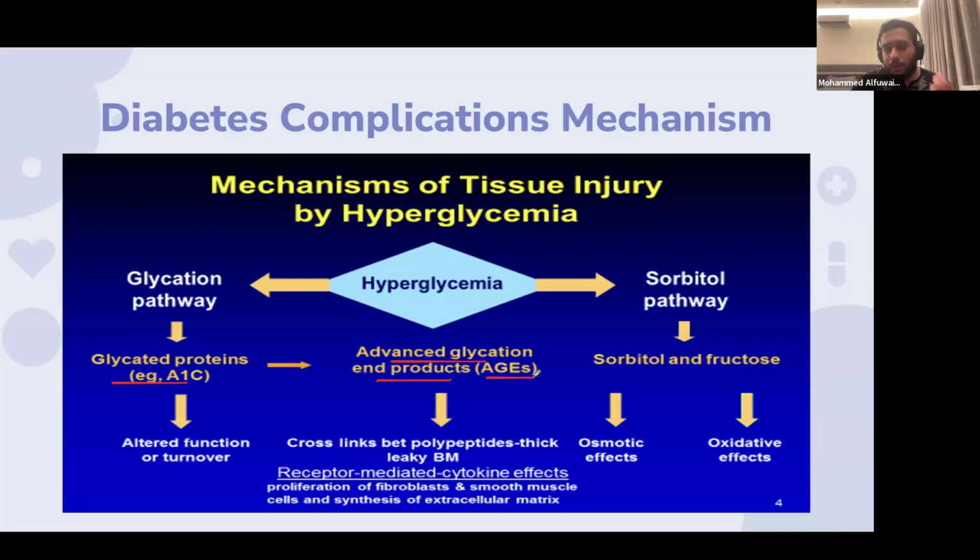Now, in terms of the complications, you have microvascular complications and macrovascular complications. The three most important are microvascular, and then macrovascular is larger blood vessels. Microvascular is going to be in the eye. What's the microvascular complication in the eye? Retinopathy. Kidney.